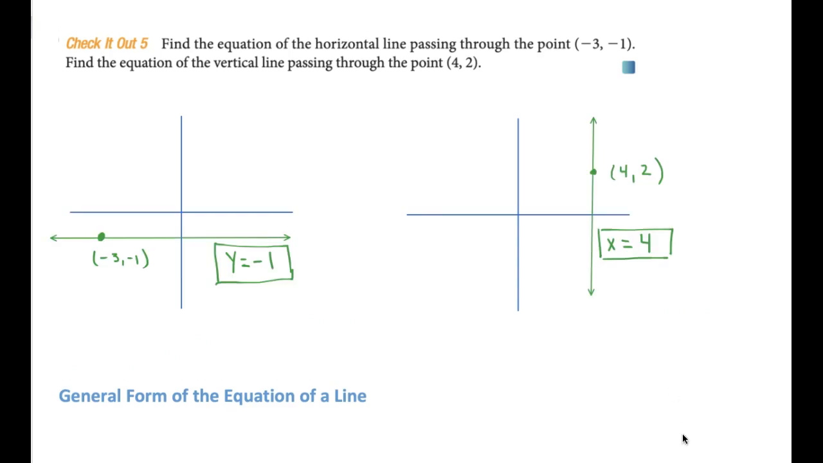Okay, so the horizontal line passing through (-3, -1) is going to be y equals -1, and here's a picture of it here. And the vertical line passing through (4, 2) is going to be x equals 4.